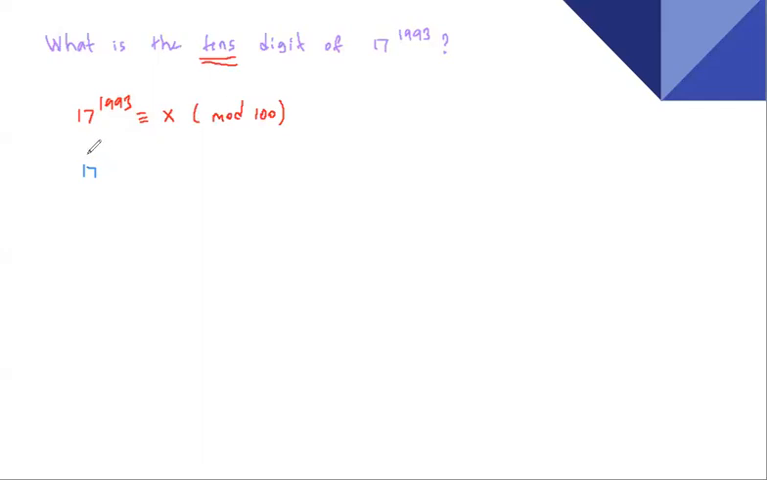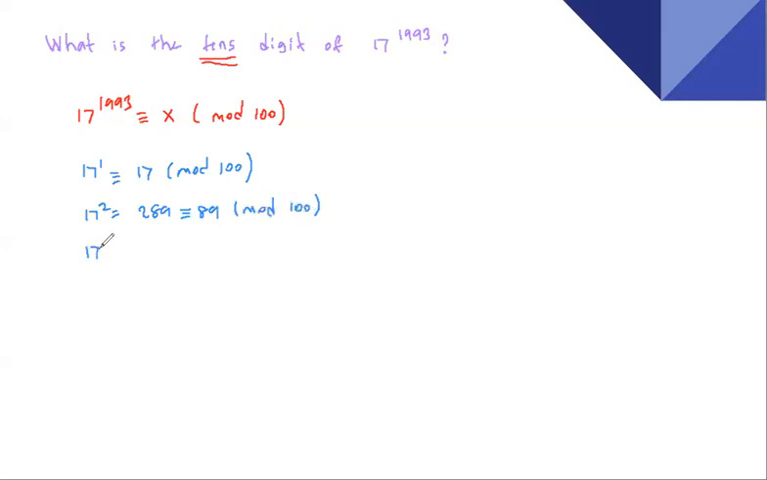Actually, we don't need that. So the first power is just 17. If you divide by 100, 17 is the remainder. I'm going to say this is actually a congruence: 17 to the first is congruent to 17 mod 100. Then if you take 17 squared, which is 289, and divide this by 100, your remainder will be just 89, mod 100.